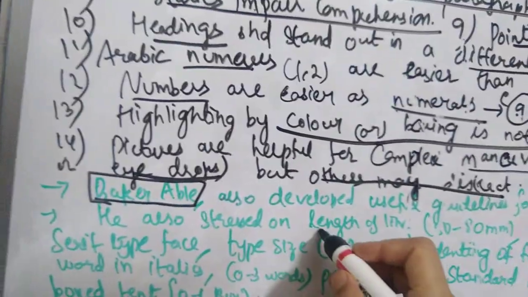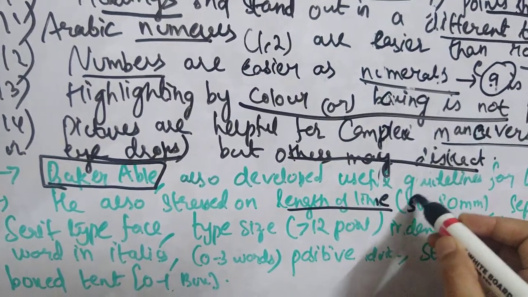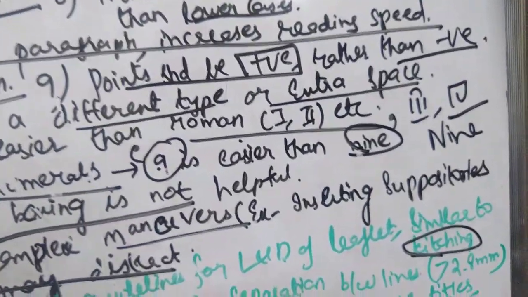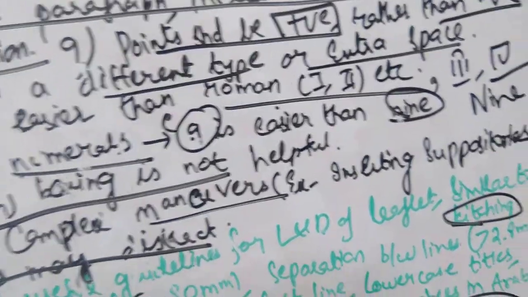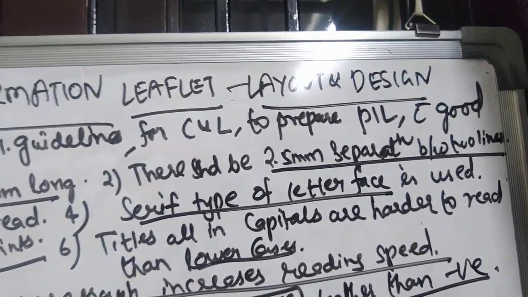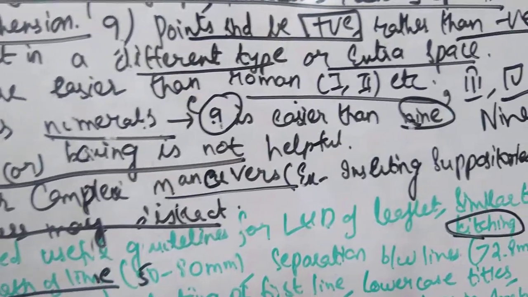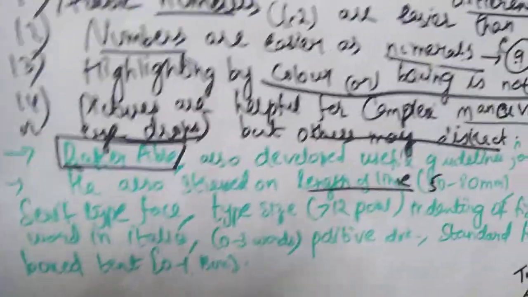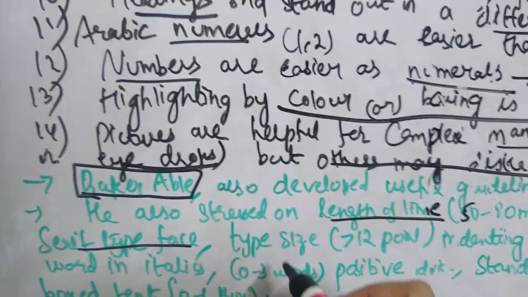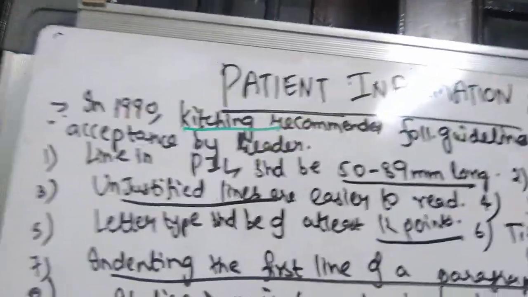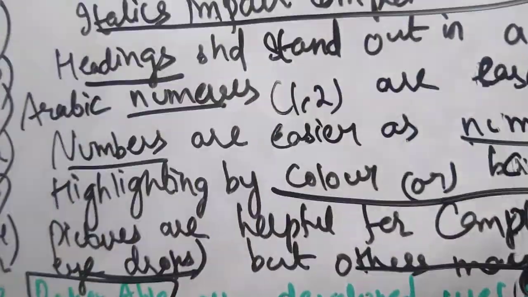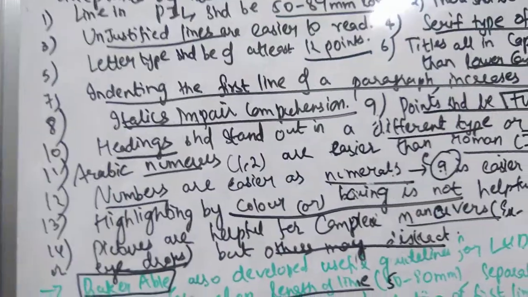He also stressed the length of the line. The length of the line should be between 50 to 80 millimeter. Separation between lines, that is the gap between two lines, should be greater than 2.8 mm. Kitching said there should be 2.5 mm separation between two lines, right? Here Baker and Abel said the separation should be greater than 2.8 millimeter. Next, again the same: a serif typeface should be used. Type size, whatever 12 points, same here: the type size should be greater than 12 point.